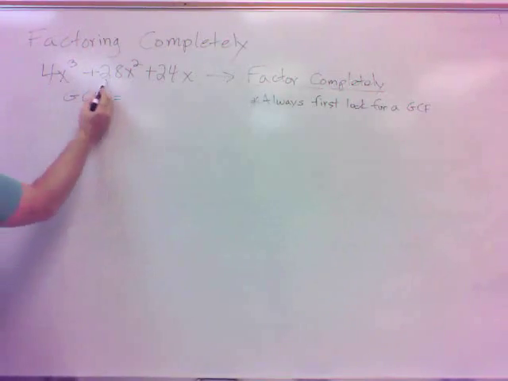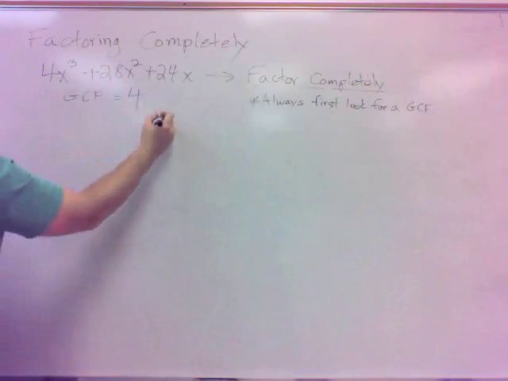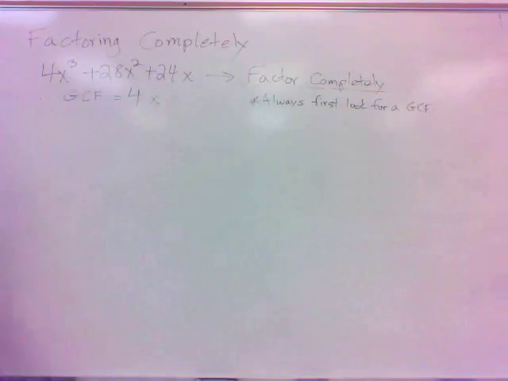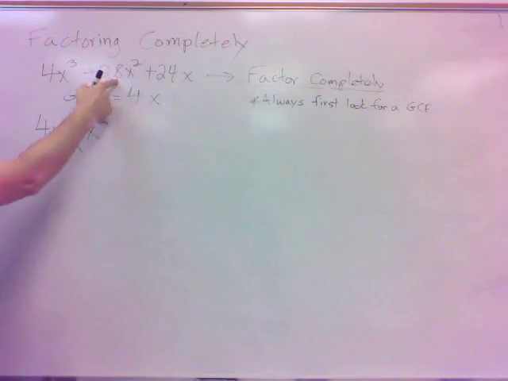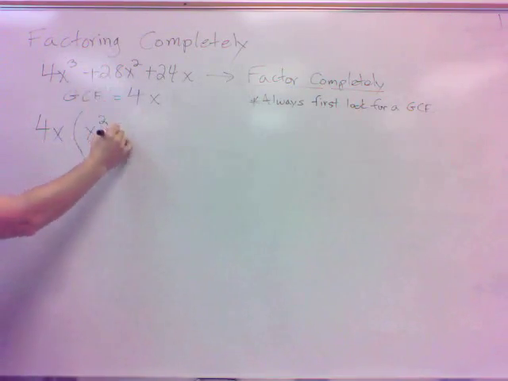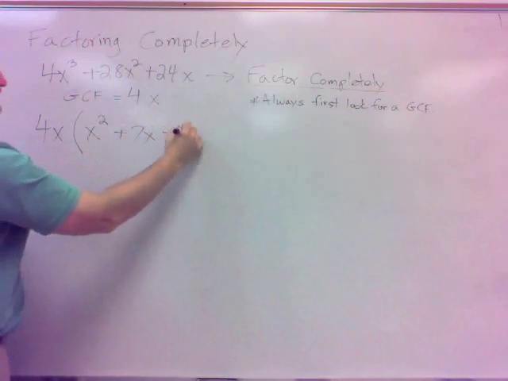Because I've got 4, 28, and 24, there's a common factor of 4. And then x cubed, there's a common factor of x. So I do have a GCF here of 4x. So I'm going to take that out of each term. Divide that by 4x, you get x squared. 4x off of that, 7x. And then 4x off of that is 6.